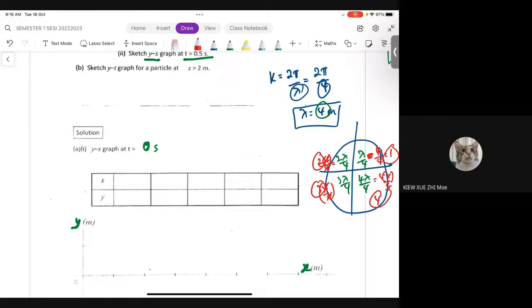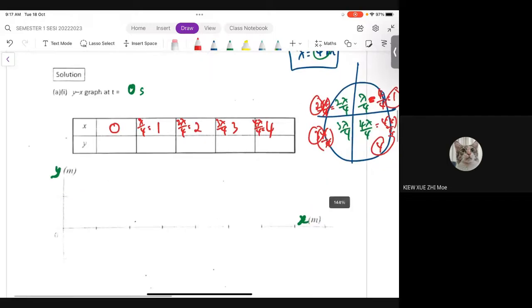Okay, what do you have to do here? You have to put 0, because we want to know where the starting point starts. Then 1, 2, 3, 4, because it is lambda over 4, 2 lambda over 4, 3 lambda over 4, 4 lambda over 4. Because we want to draw one cycle. Remember I said for the graph you must draw one cycle. One cycle is split into 4 quadrants. So that's why we do this.